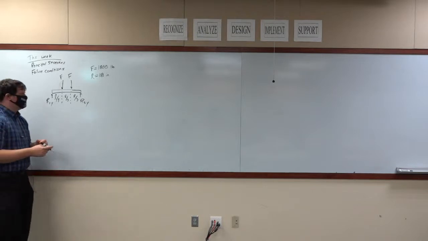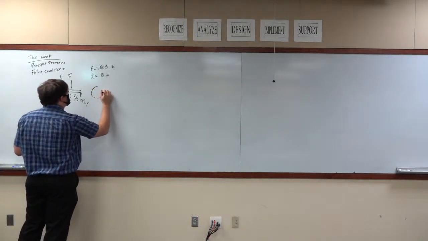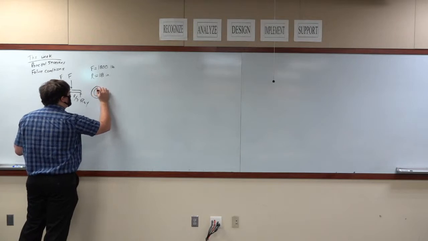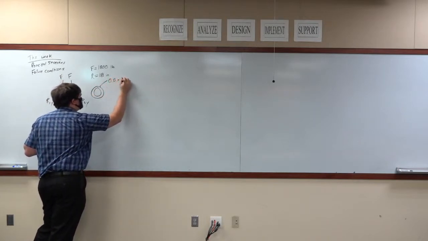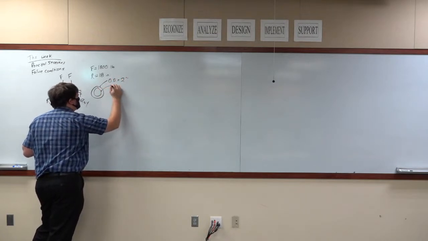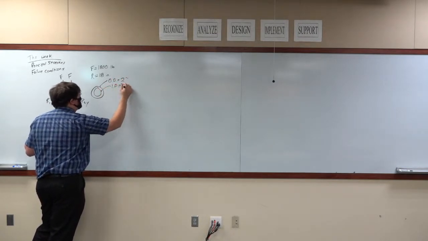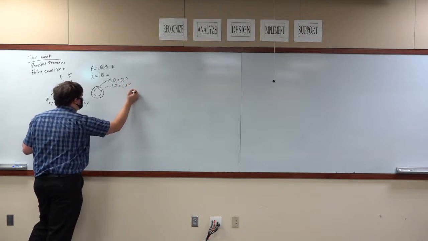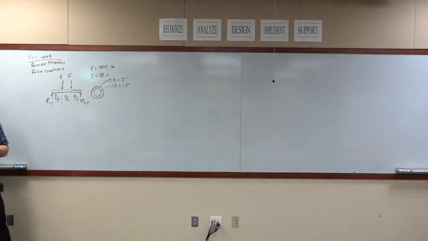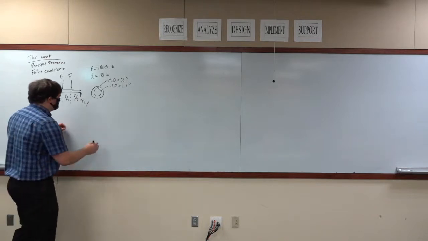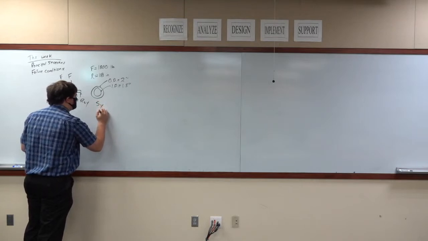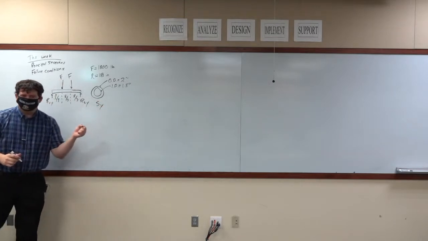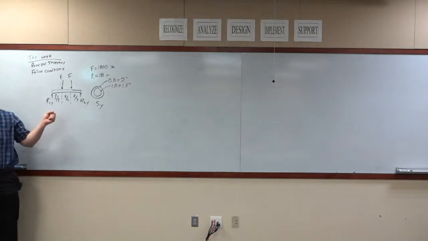I'm going to go ahead and give you the cross section. The outer diameter is equal to 2 inches. The inner diameter is going to be equal to 1.5 inches. So it's got a 1/4 inch metal thickness. We'll go ahead and say that the yield strength for this is a ductile material.